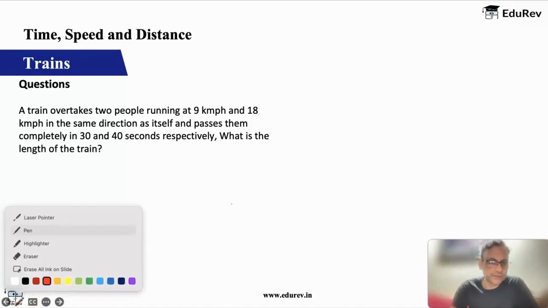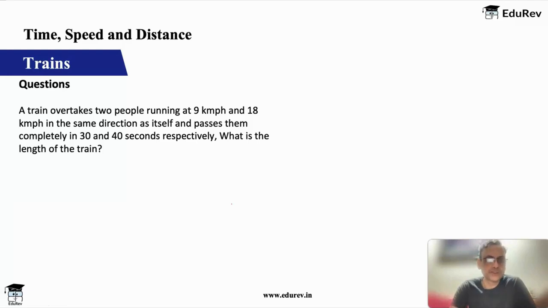Now here in this question, if you see, a train overtakes two people running at 9 kilometers per hour and 18 kilometers per hour in the same direction as itself and passes them completely in 30 seconds and 40 seconds. So there is a man 1, there is a man 2, and there is a train. Okay, they will have the length and they will have the speed. This length, let's say, is L. Train speed also I don't know, so let's say it is S. Man 1 will have negligible length, I can ignore. Man 2 will have negligible length.